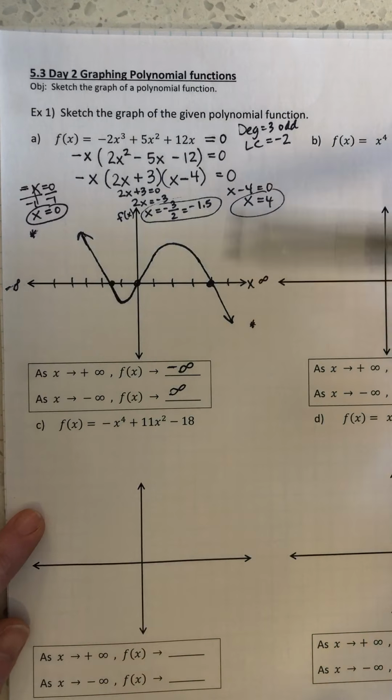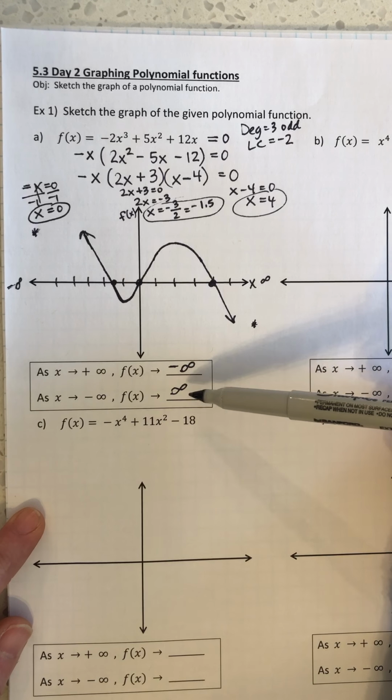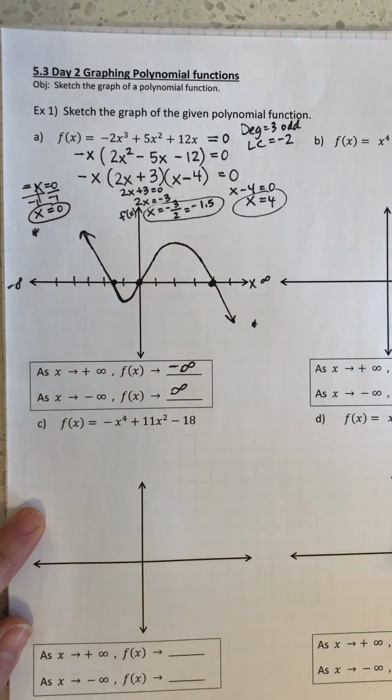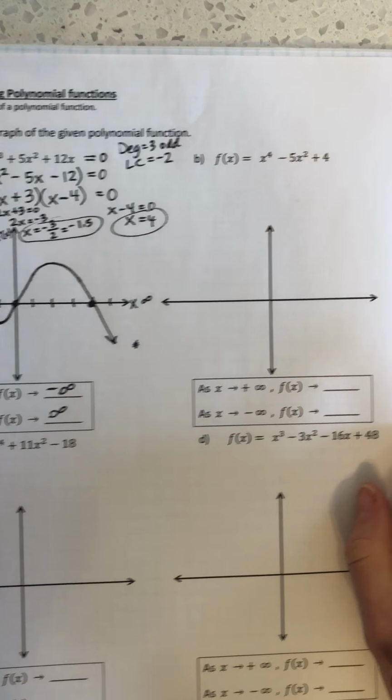And on an odd degree graph, the end behavior should be different. One end should head towards negative infinity, and one end should head towards positive infinity. All right, that takes some getting used to. All right, let's try this one.